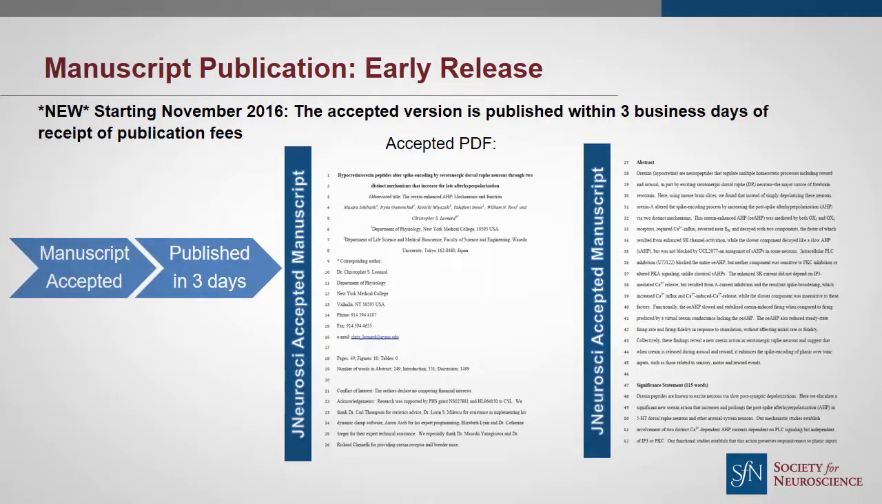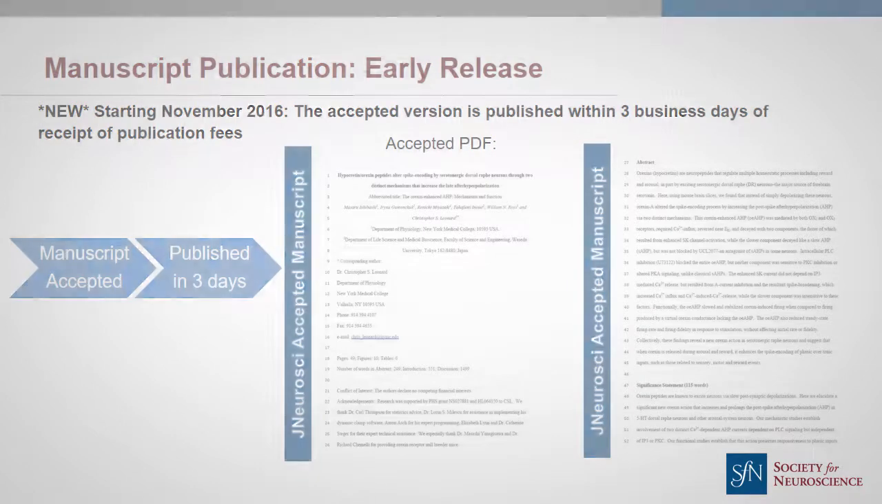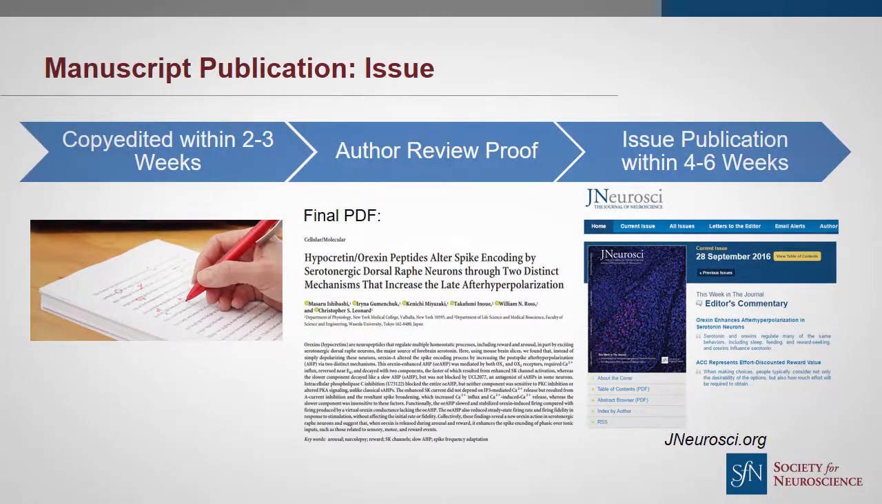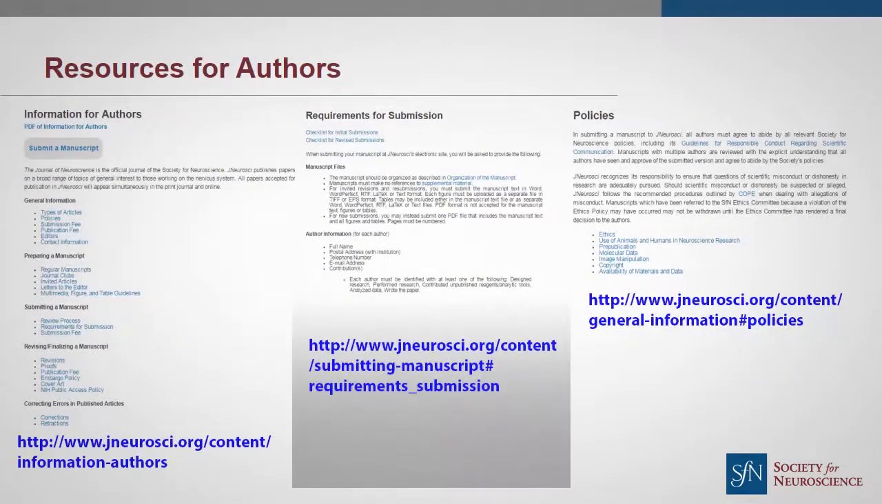A new feature is that the accepted manuscript is published online within days. Accepted manuscripts are copy edited, and proofs are sent to the corresponding author within 2 weeks. The authors correct and return the proofs within 24 hours. Authors are encouraged to refer to these resources before submission or revision of a manuscript. All the instructions for the review process are available online through the Journal of Neuroscience Submission website.